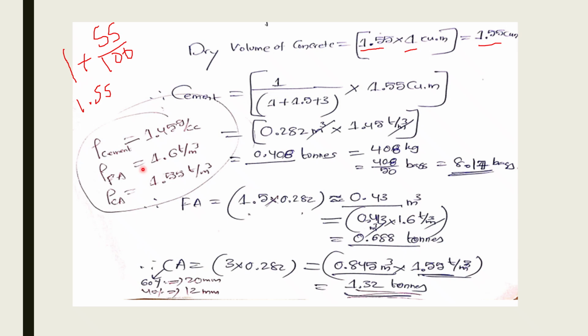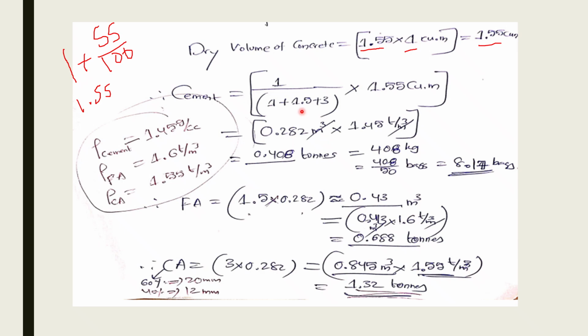So we have to first find the quantity of cement. How do we get the quantity of cement? Take 1 divided by the proportion of M20 grade concrete. What is the proportion for M20 grade? 1 is to 1.5 is to 3. So 1 divided by the addition of these three values, multiplied with the dry volume of concrete, we get 0.282. Here we get the volume 0.282.